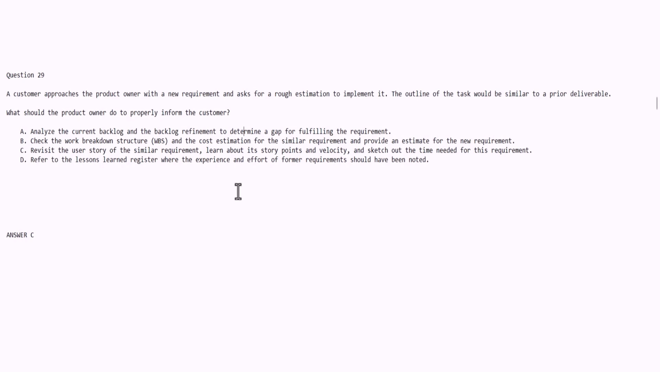So faced with this requirement, you need to understand the actual requirement. How do you do that? By revisiting the user story of similar requirements to then understand what you may face and, more importantly, come up with an actual timeline to implement that requirement. So hopefully you got that answer correct and we look forward to seeing you in the next question.